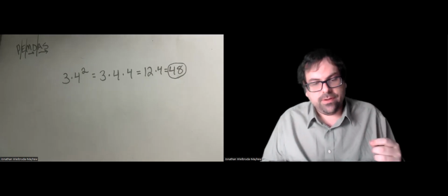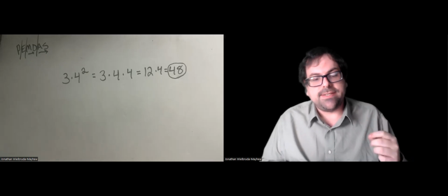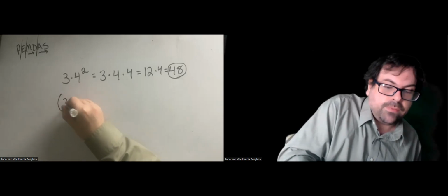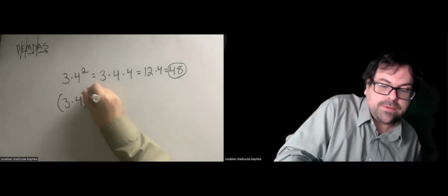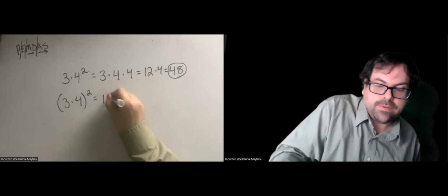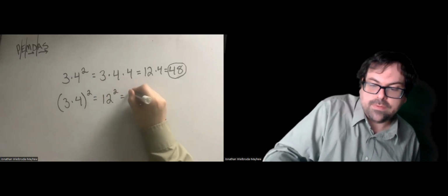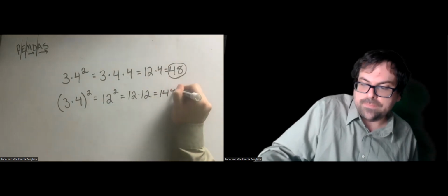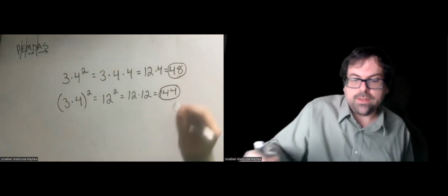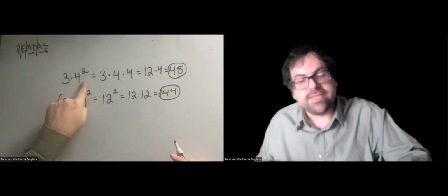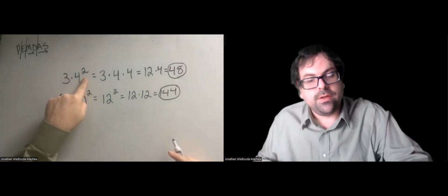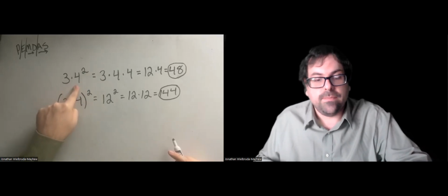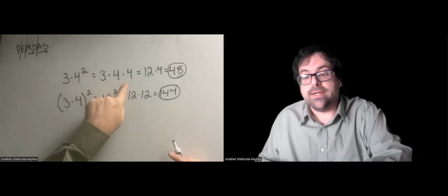If the problem intends us to do the 3 times 4 first, it would be in parentheses. So see the difference. In this first one, the exponent of 2 is only attached to the 4. So all we'd square is the 4.